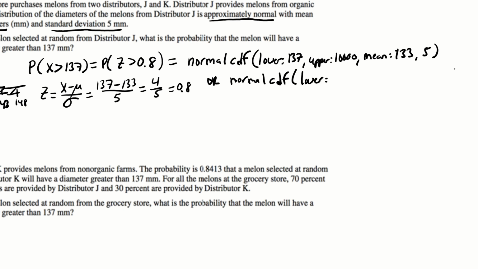So you don't have to put both of these, just put one of them. You could do, the lower has to be the z-score, which is 0.8, the upper 10,000. Then you would have to put the mean of 0 and standard deviation of 1. Technically, this one's easier, and this one tends to be more accurate, but they tend to be very similar. So either one will be fine. So either way, you would get approximately 0.2119.